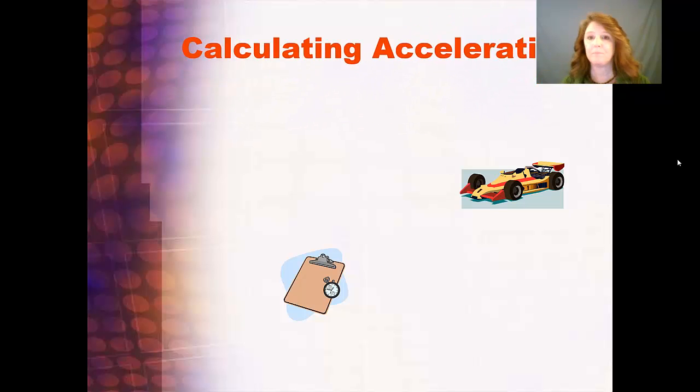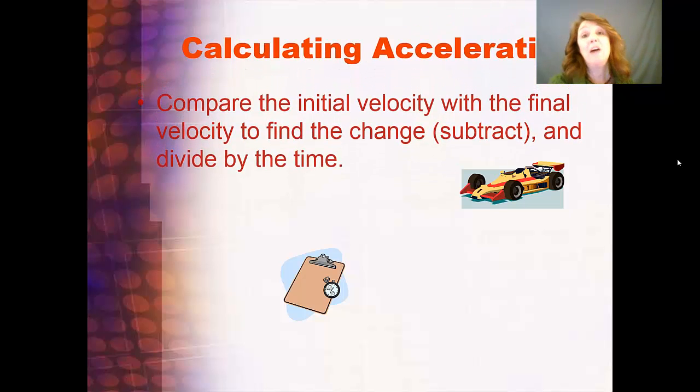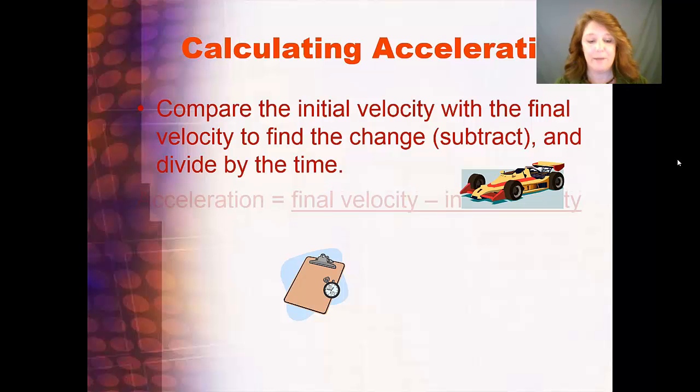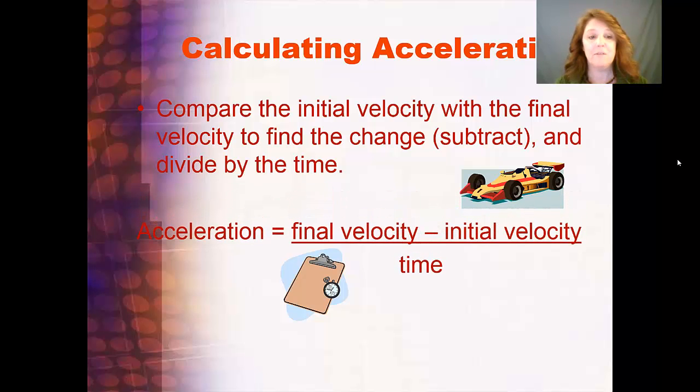Okay? We're going to look at how to calculate acceleration. We're going to compare the initial starting velocity with the final velocity, and find the change there, which is just a subtraction problem, and then divide it by time. The formula looks like this: final velocity minus initial velocity, divided by time. So it's a matter of picking the speed that you're starting with and the speed that you're ending with.